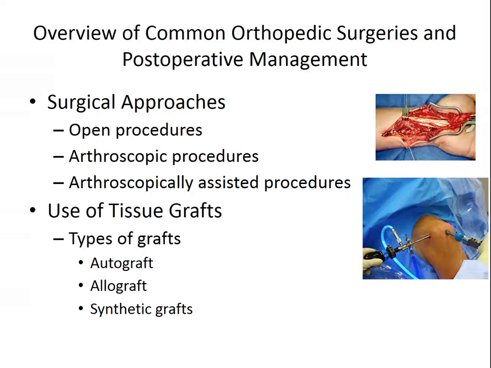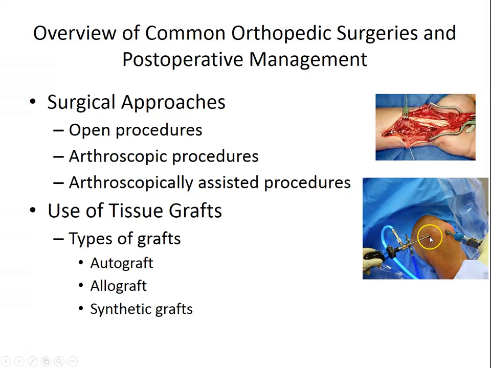So kind of an overview of common procedures and different ways to manage this. We have different surgical approaches. The picture on the top right would be considered an open procedure. This is where they're going to make a very large incision, and then they're going to open the tissue so that they can visualize everything that they're doing.